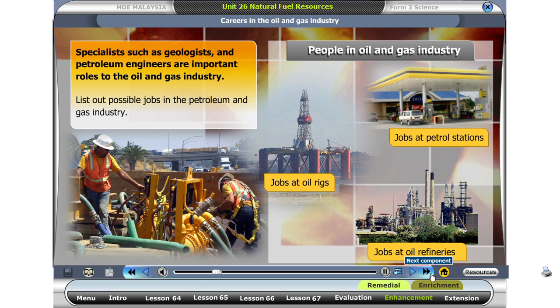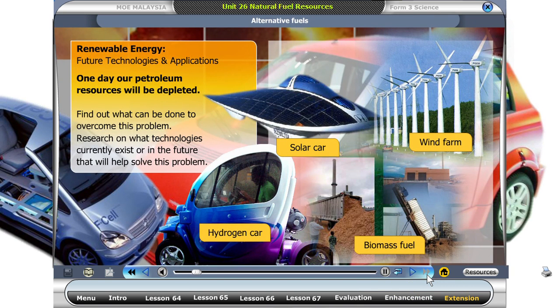The petroleum and gas industry in Malaysia has created more jobs for Malaysians. List out possible jobs in the petroleum and gas industry. One day, our petroleum resources will be depleted. Find out what can be done to overcome this problem. Research on what technologies currently exist or in the future that will help solve this problem.